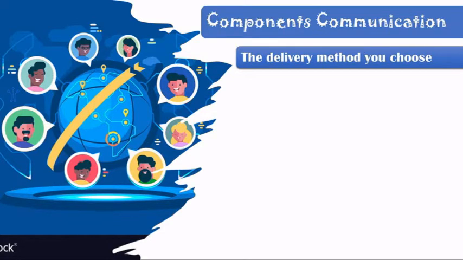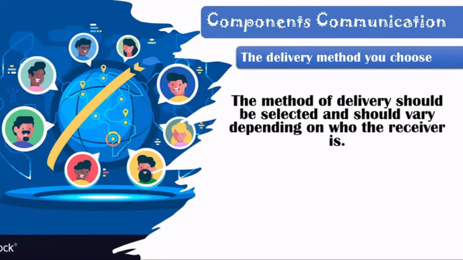Next, we have the delivery method you choose. The method of delivery should be selected and vary depending on who the receiver is. Alright, so here, you have to know the nature of your receiver, hence your audience. The method of delivery, whatever channel or medium you choose, should be appropriate and efficient when it comes to considering your audience, the nature of your audience, and of course the purpose or the message that you're going to send.